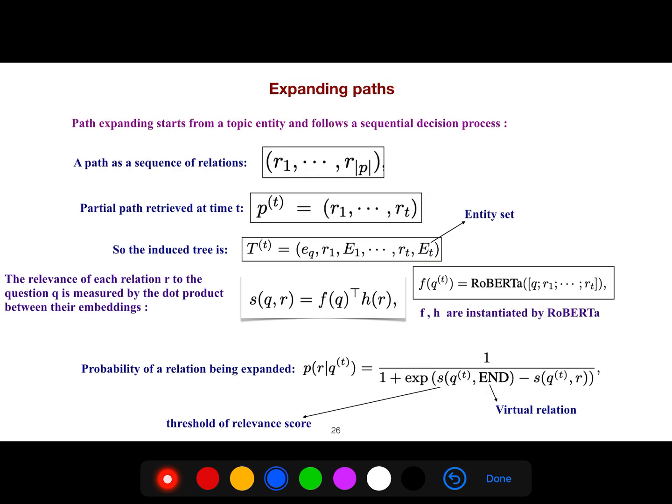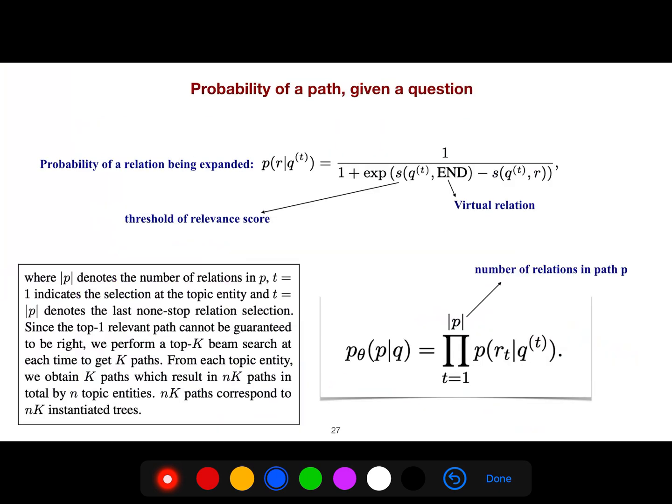And path expanding starts from a topic entity following a sequential decision process. So this is the probability of a relation being expanded. This is an extra thing in this algorithm: for example, n is your virtual relation. We don't have n, but just like in a sequence-to-sequence model, you remember you always have a start token and end token. Here I have the same idea, the same analogy, let's say. And this is just the threshold of the relevance score. So the probability of a relation, given your question, is now this.